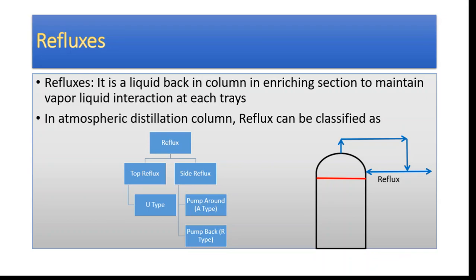The purpose of this reflux liquid is to maintain the vapor and liquid interaction at each tray for proper mass transfer. So reflux is an essential and important part of the distillation column. In the atmospheric distillation column, refluxes can be classified. We all know the first one, that is the top reflux. Simple one. At the top, the liquid is coming back into the column.